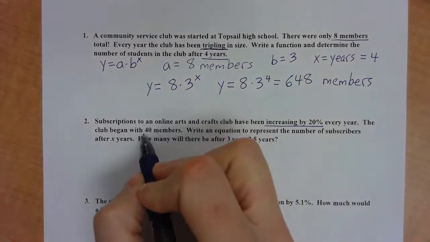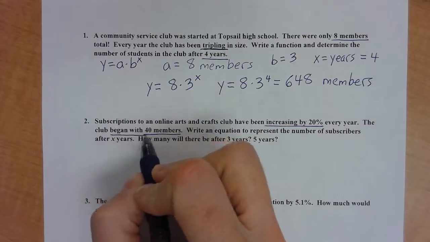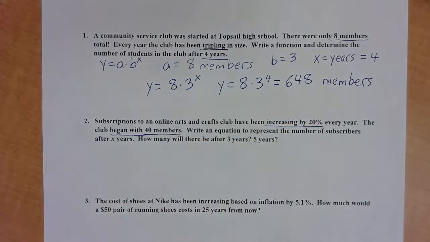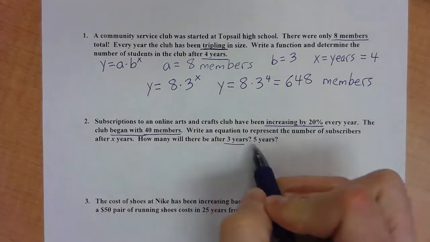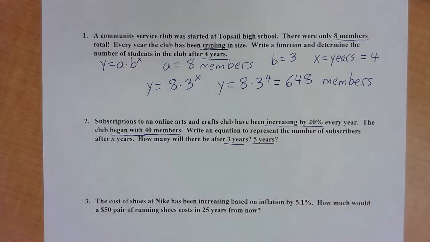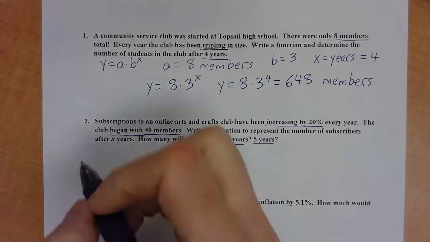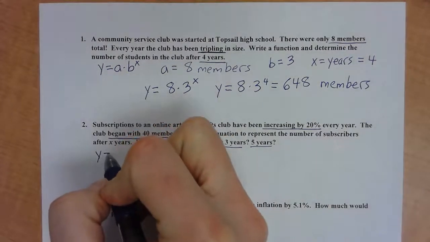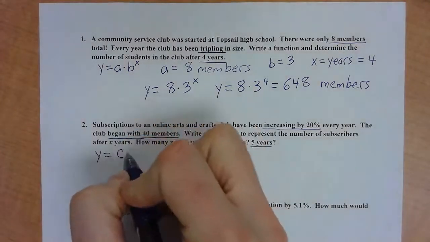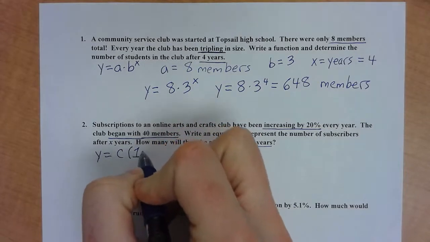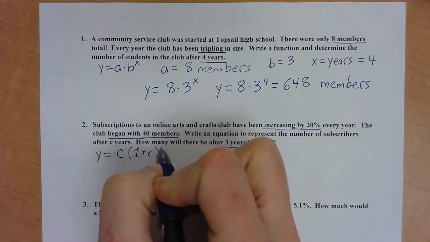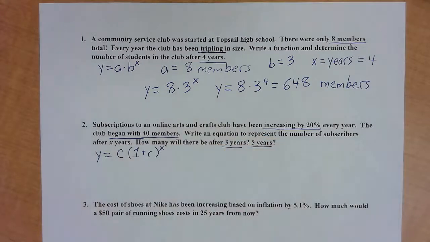We are beginning with 40 members. So we'll underline began with 40. And then we're going to need to look at 3 years and 5 years later. So we'll be able to kind of start from there. So we want to write out our percent increase formula first. So we're going to write out C times (1 plus R) to the X. And I use X instead of T because it's a little bit easier to follow. The T is a little confusing because of the plus sign.